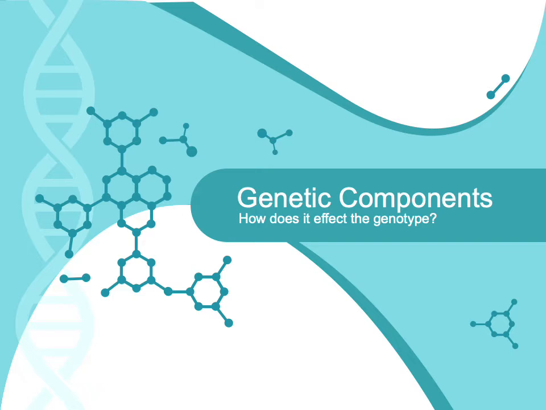So, what are the genetic components of this condition? How does it affect the genotype? And what are some of the inheritance methods?